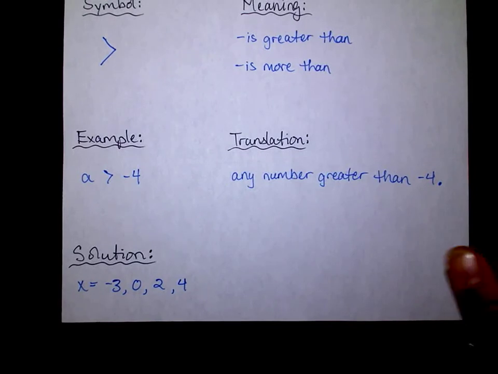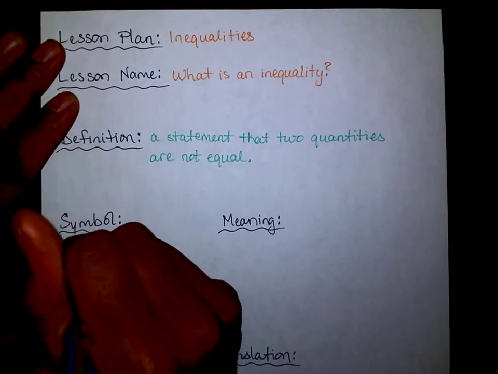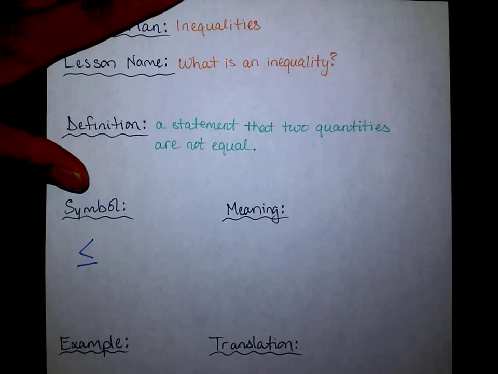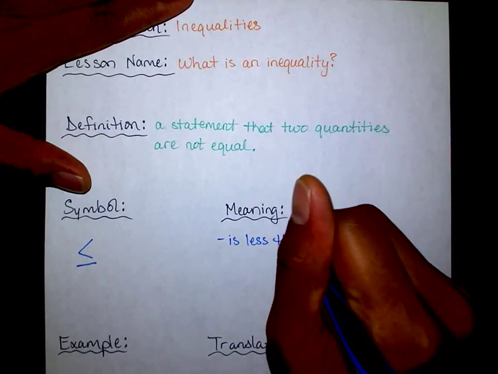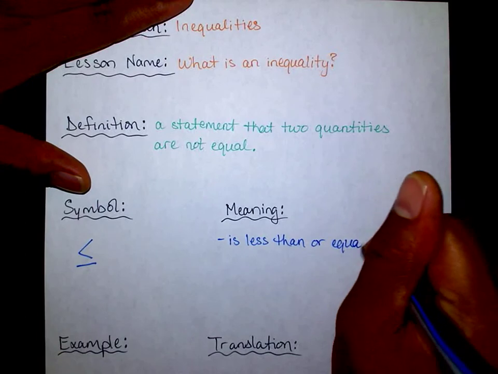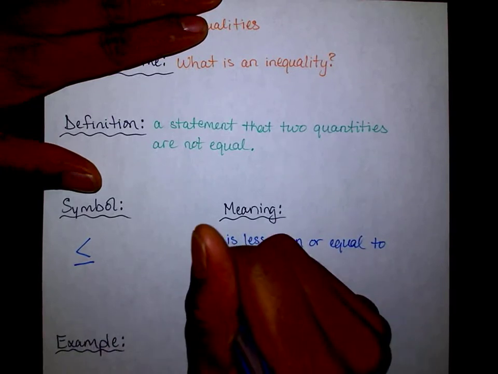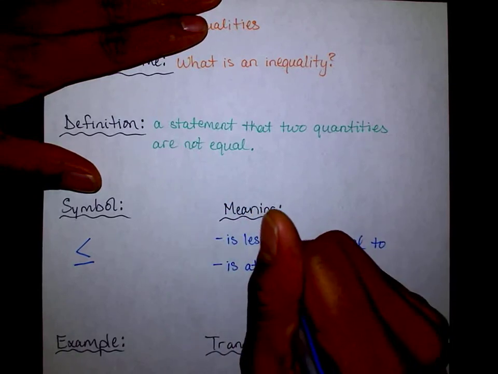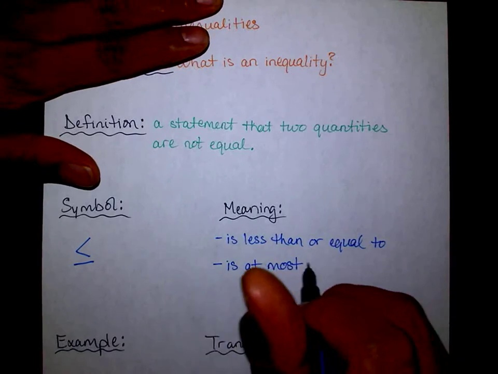Alright, let's take a look at our next symbol. The next symbol that we can use is this one, and this is similar to the first one, except now we have this line here, and this one means is less than or equal to. The or equal to part comes from this line right here. You can also say is at most. Is at most is the same thing as saying it's less than or equal to.